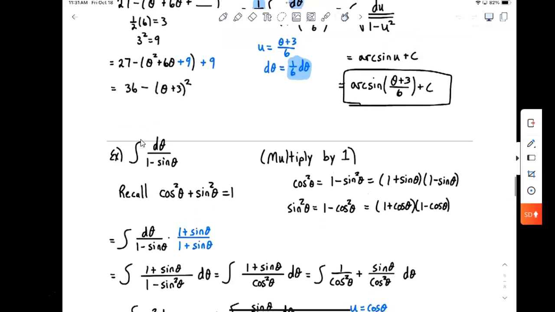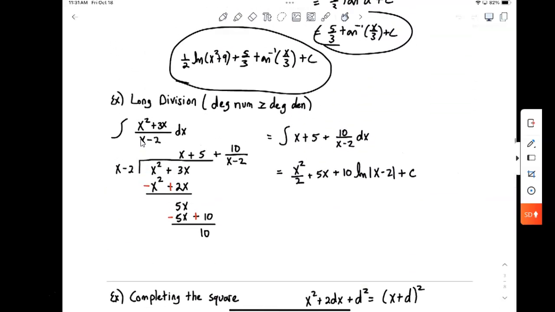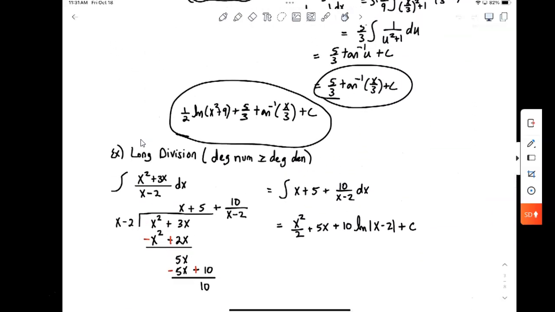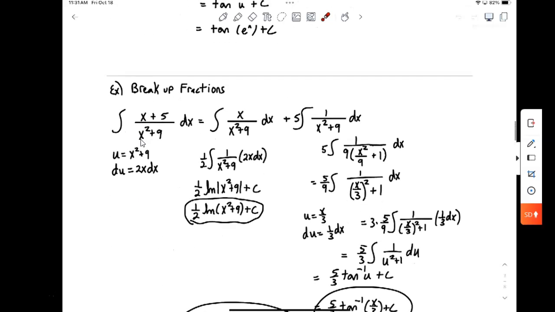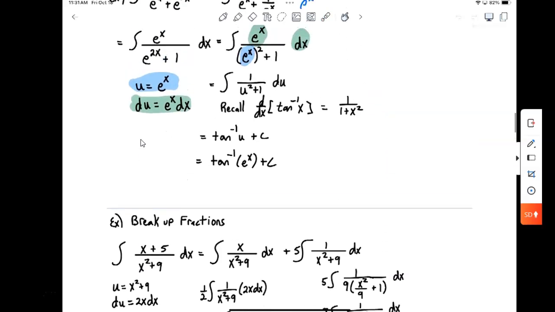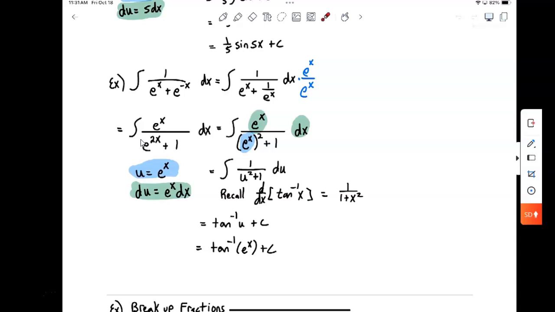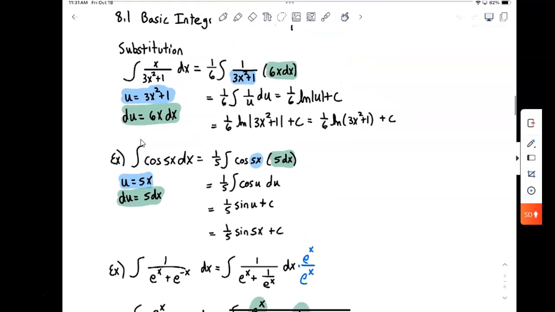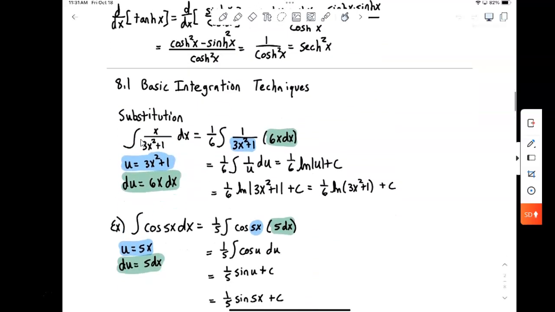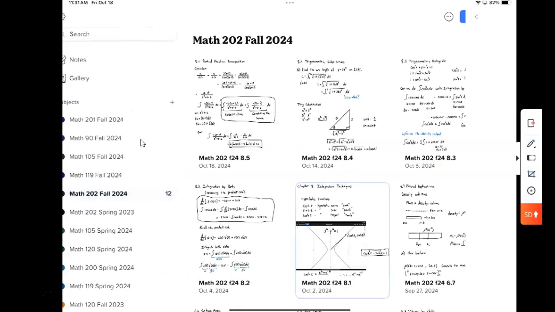So mostly just basic integral ideas. Long division, definitely an idea. Breaking things up into pieces, that could be an idea where you need to do something like that. This e to the x one, multiplying by 1 type idea, definitely a common technique as well. And again, like I said, the basic substitution ones. So that's kind of what you're looking at there in 8.1.